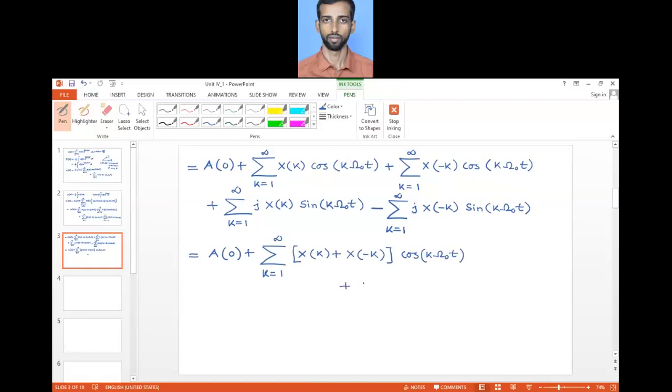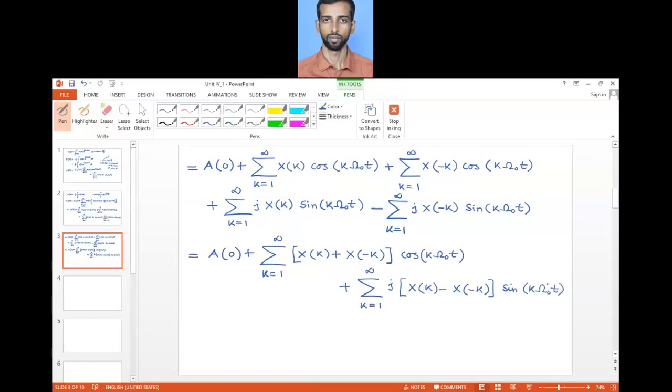plus summation k going from 1 to infinity j times x of k minus x of minus k, times sine of k omega naught t.